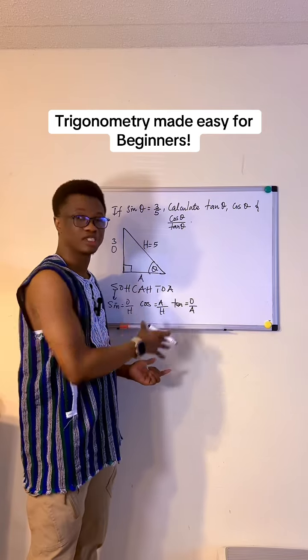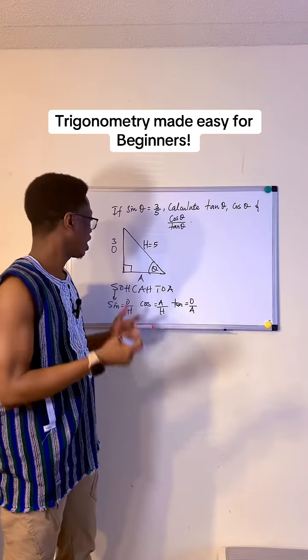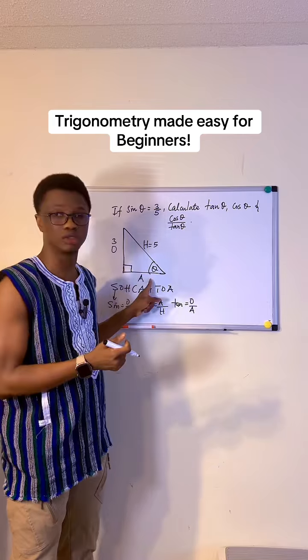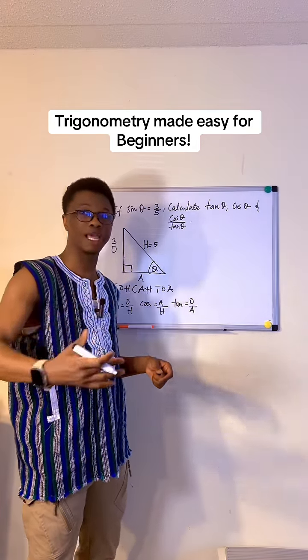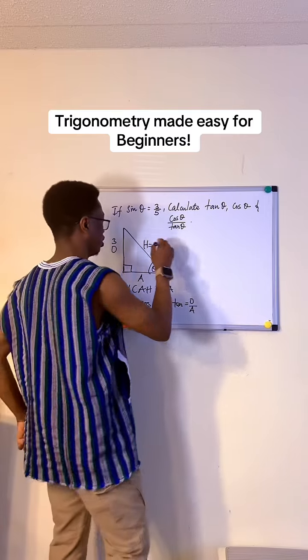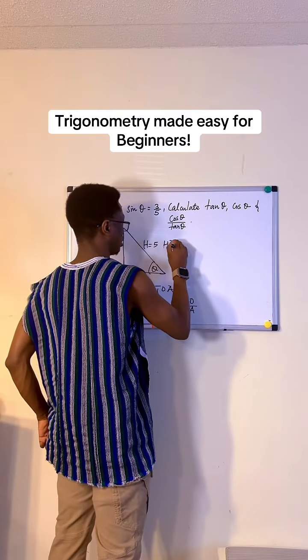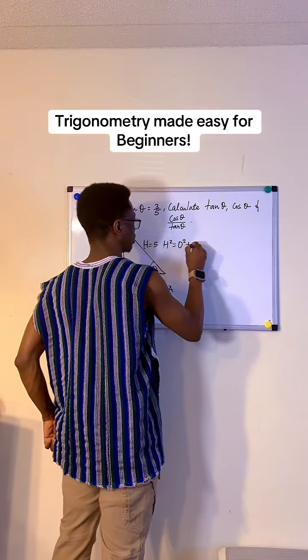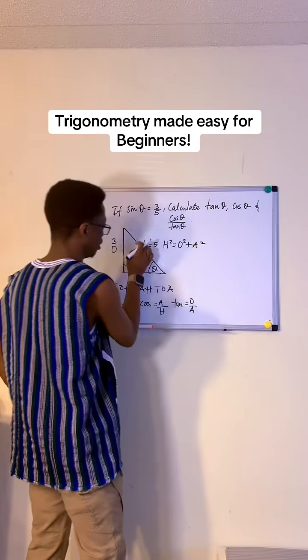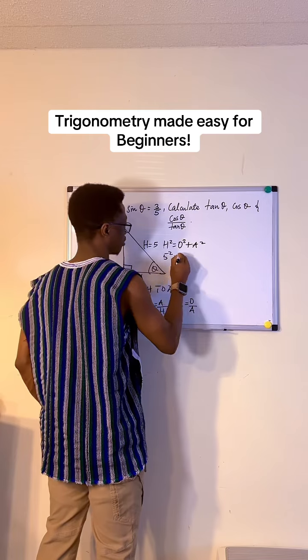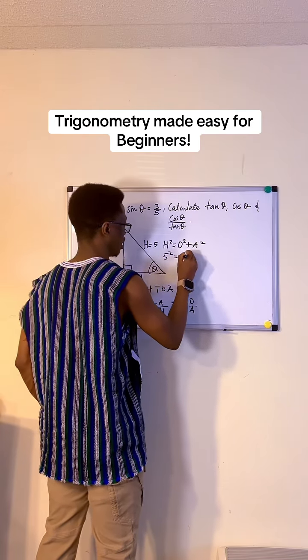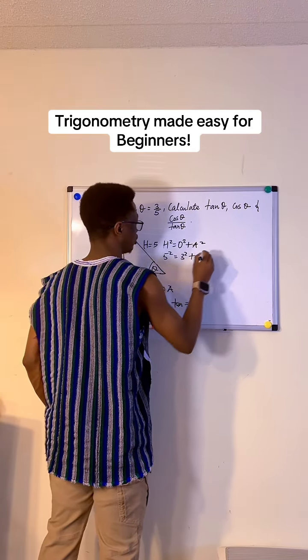So once we have this, the next thing we have to do is find the unknown, which is the adjacent. For us to calculate the adjacent, we apply Pythagoras' theorem, which is h squared equals the opposite squared plus the adjacent squared. The longest side equals the sum of these. The longest side is given as 5 squared, equals the opposite, which is given as 3 squared, plus a squared, which we don't know.